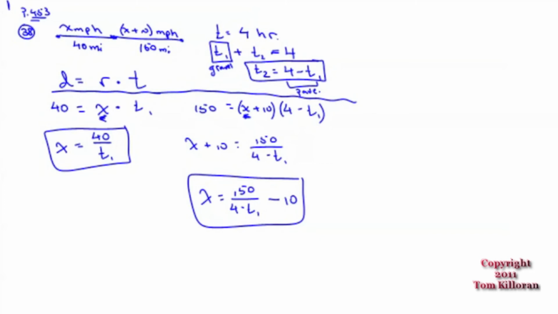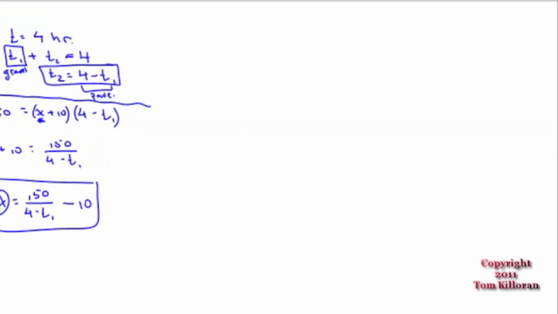Now the fun part is these are both equal to x, so they must equal each other. So the final equation is 40 over T sub 1 must equal 150 divided by 4 minus T sub 1, minus 10. And that's the equation we need to solve. So how do we solve it? What would be the first step?